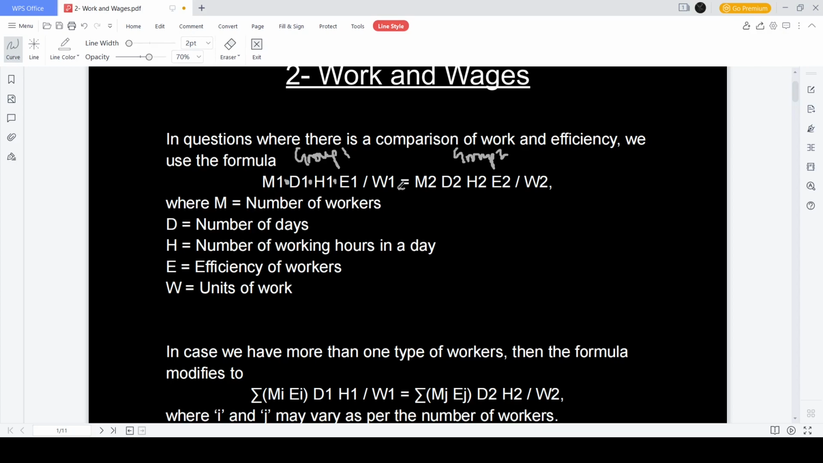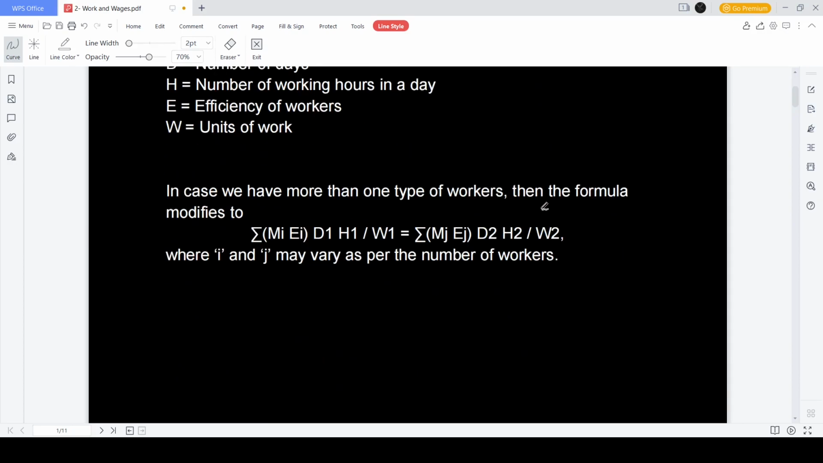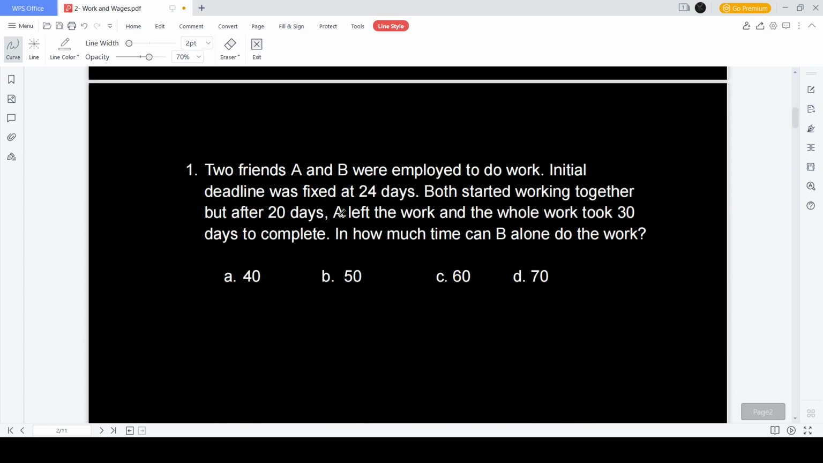What this means we'll find out when we solve the questions. Basically this is not that important, it's not required that much. In the next one you can also have the similar case, but you can change the number of workers and efficiency per worker here. That's what it means. So let's directly dive into the questions.